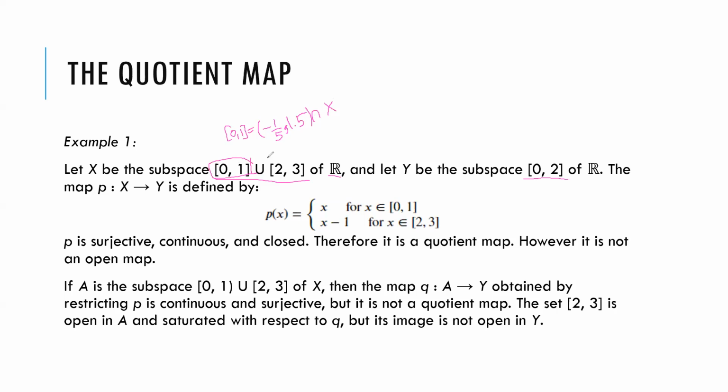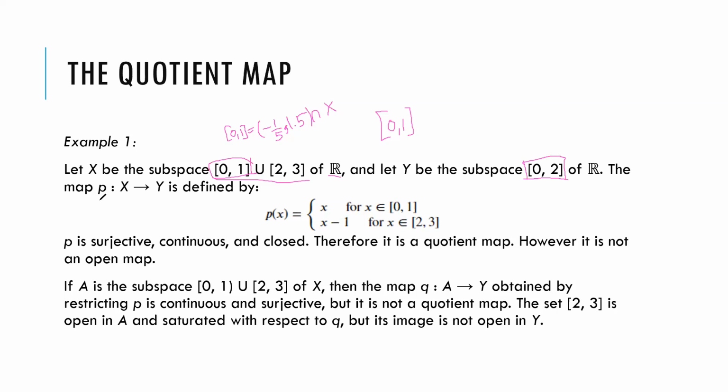However, its image on Y would be again the same set. It will be the closed set from 0 to 1, which is not an open set on this subspace. So we see that our map P is not an open map.